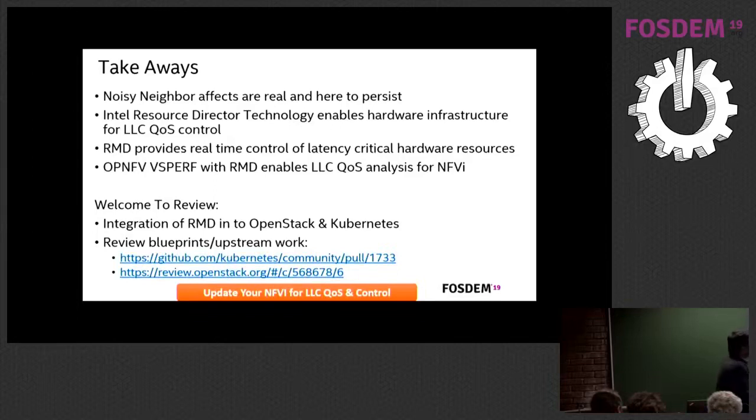So you have a lot of resources. In terms of orchestrators, like we were talking about, how would RMD understand VMs? How would RMD understand Kubernetes? We have a set of blueprints and introduced them. There's a lot of discussion going on online, so feel free to review, comment, and provide us feedback so that you can leverage this in your NFV infrastructure and understand how LLC can play an important role. With that, I'm pretty much done.